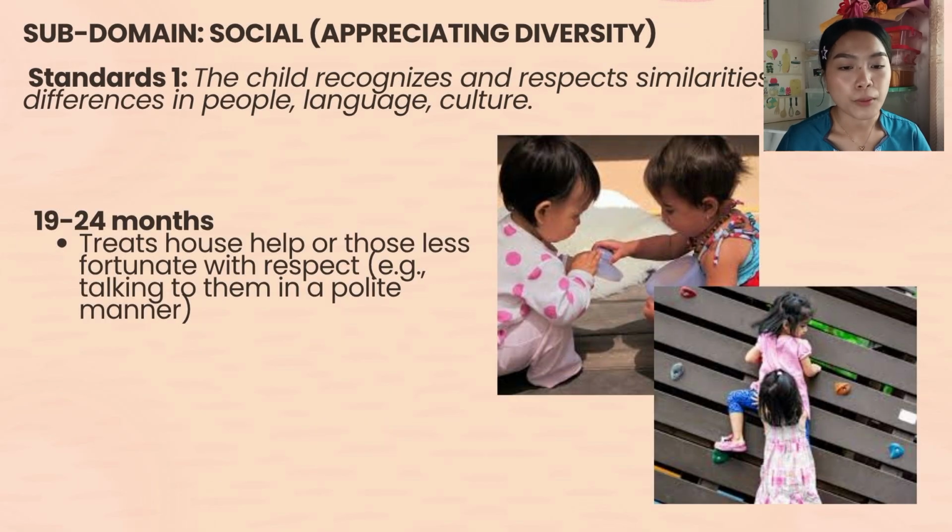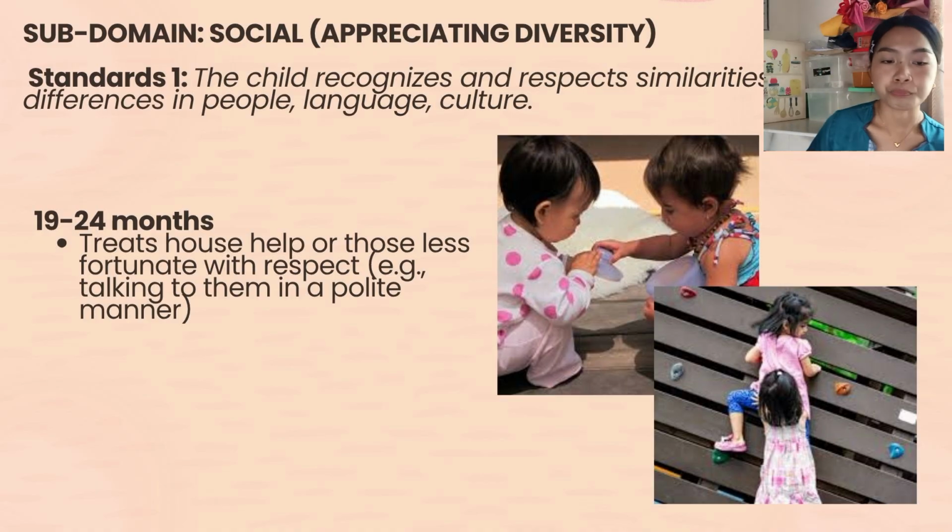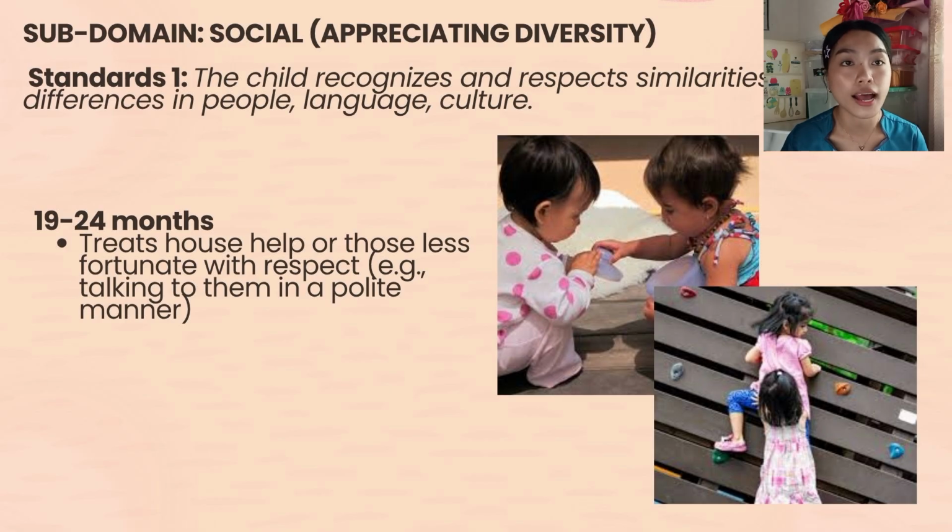And then the subdomain, social, appreciating diversity. So the child recognizes and respects similarities and differences in people, language, and culture. So treats house help or those less fortunate with respect, talking to them in a polite manner. So yeah, they can help other kids who really need help. They can already start to recognize if someone needs their help by also helping them.